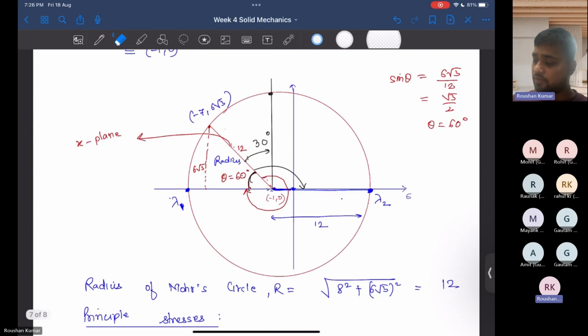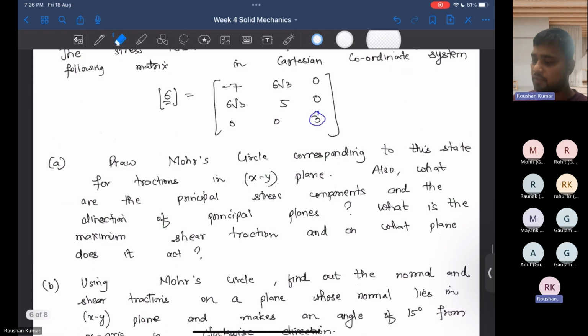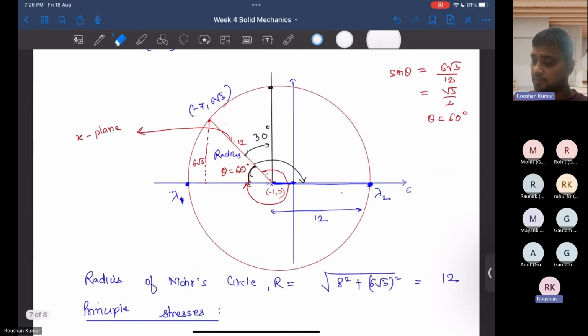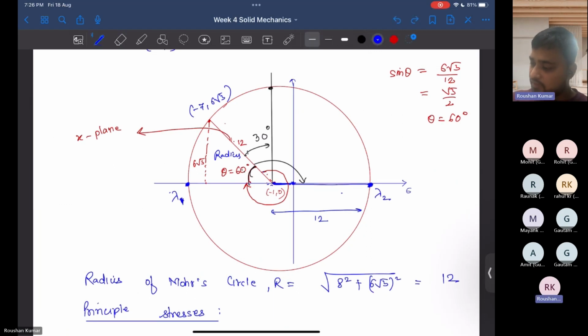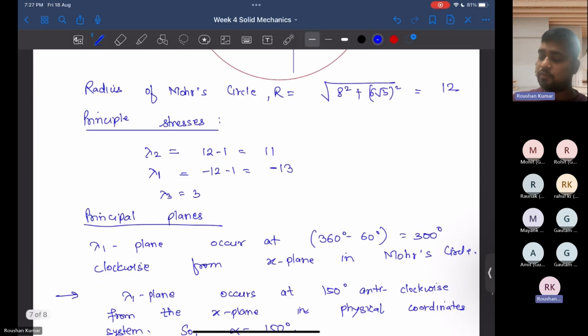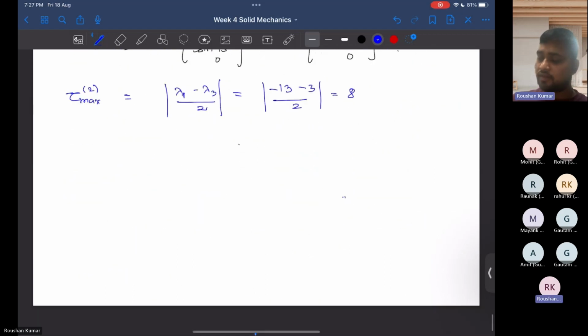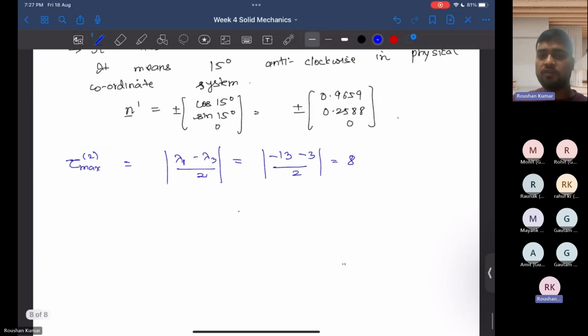The other way is to draw the Mohr circle corresponding to lambda 1 and lambda 3. What is the value of lambda 3 here? Lambda 3 is 3, which lies somewhere here. We have to draw another circle with the endpoints lambda 1 and lambda 3. But I am approaching the alternate step, that is to find the resultant of the two principal planes, that is lambda 1 and lambda 3 planes.